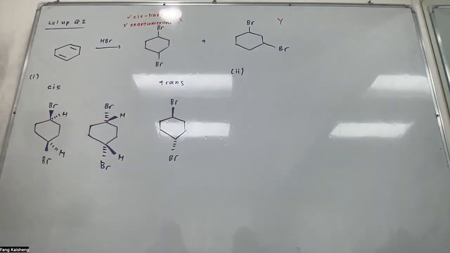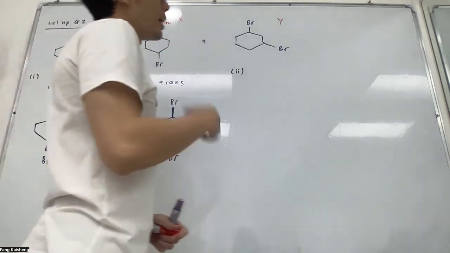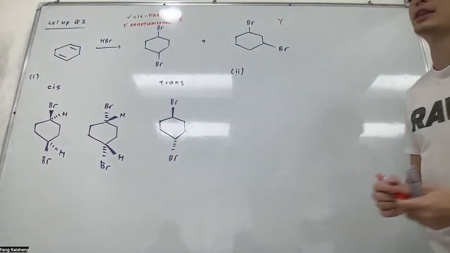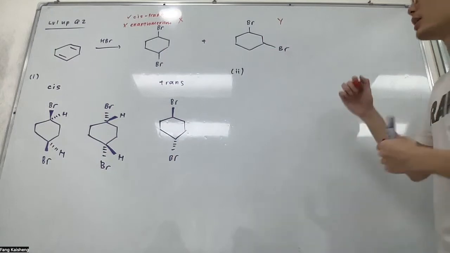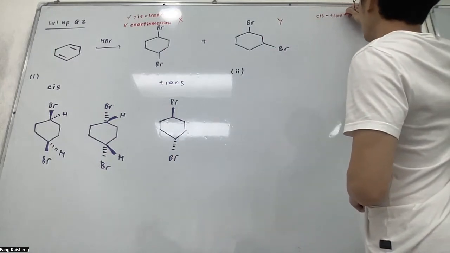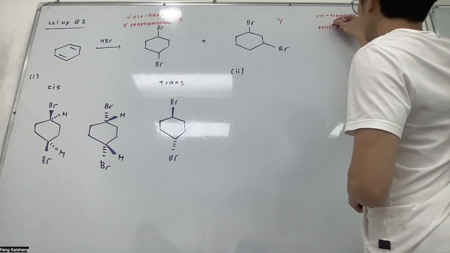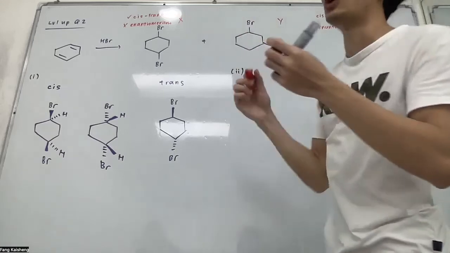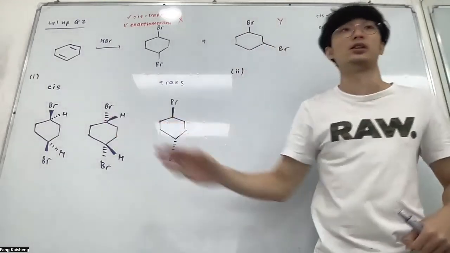Okay. Now, we are going to move on to compound 1. And we're going to identify first: can this guy undergo cis-trans and can this guy undergo enantiomerism? Okay, so let's check first. Can this guy undergo cis-trans? Can it exhibit the same thing as before? Can I put the bromines on opposite sides or the same sides?